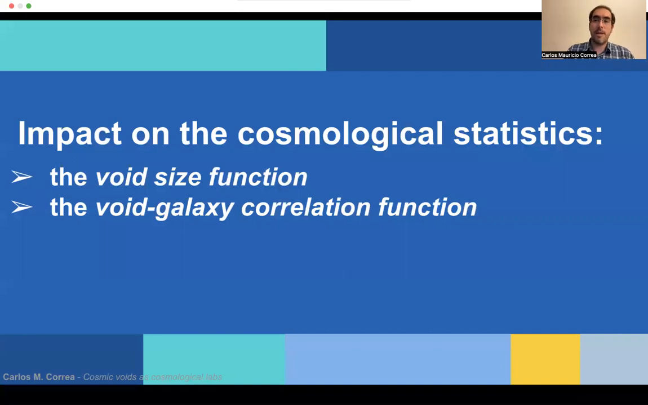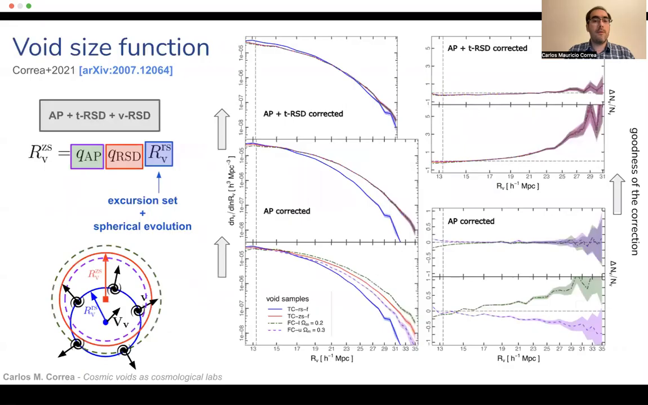So for the last part of my talk, I would like to show you the impact that the redshift space effects in voids have on the cosmological statistics. So I will start with the void size function first. For this analysis, please pay attention to the left-hand panels and forget about the right-hand panels for the moment because they only show some technical stuff.